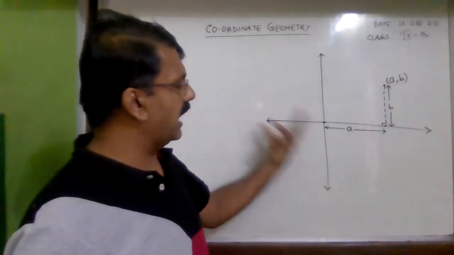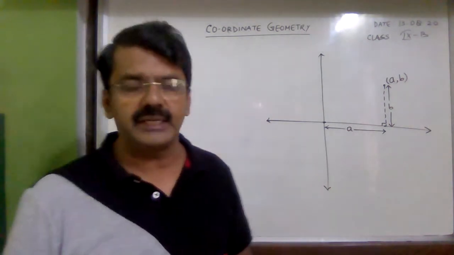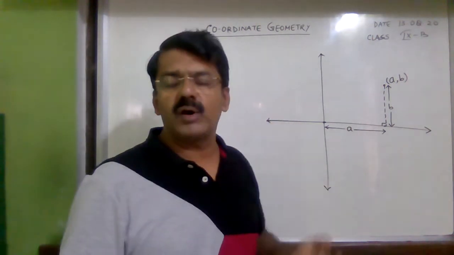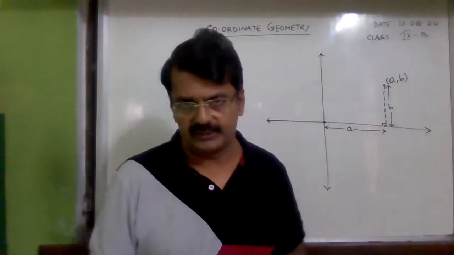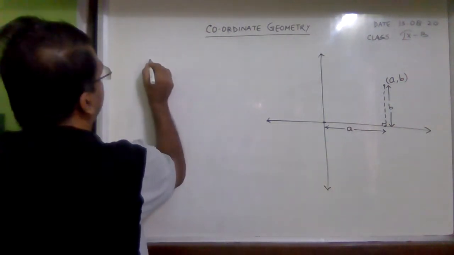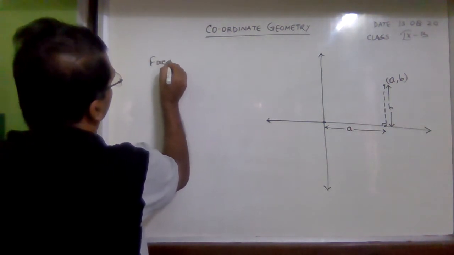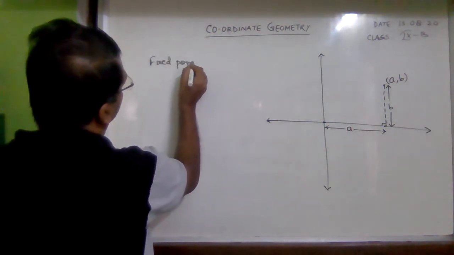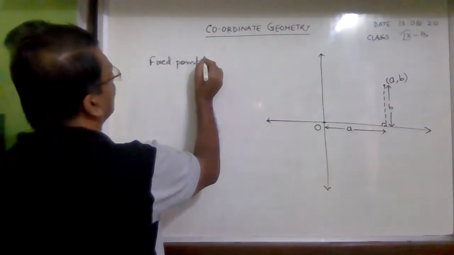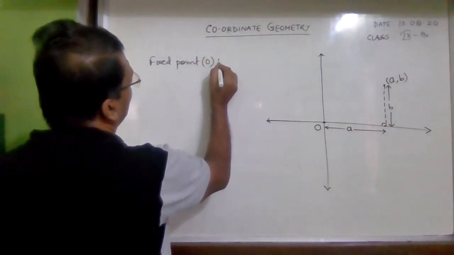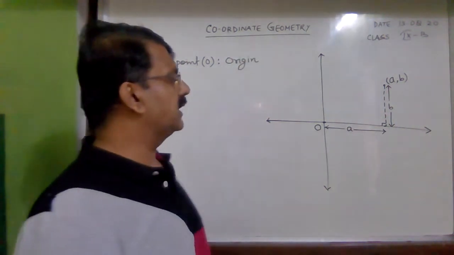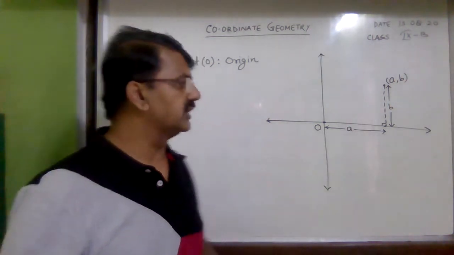So you see, coordinate geometry is that branch of mathematics in which we use a fixed point and two perpendicular lines to locate a point. Clear? Now the fixed point, which is O here, we denote it as O. The fixed point O is called the origin.